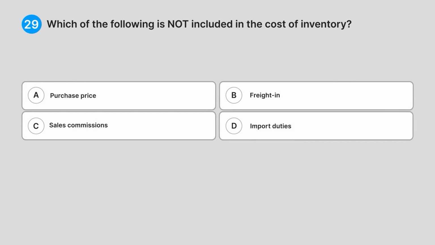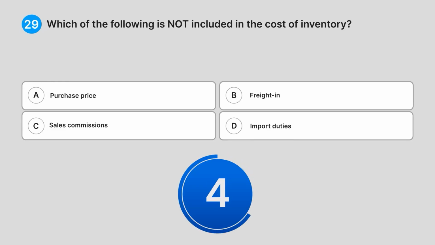29. Which of the following is not included in the cost of inventory? A. Purchase price. B. Freight in. C. Sales commissions. D. Import duties. Can you guess the answer?